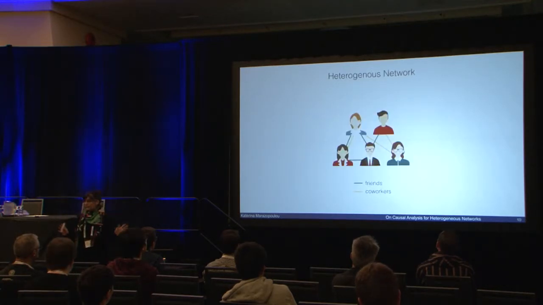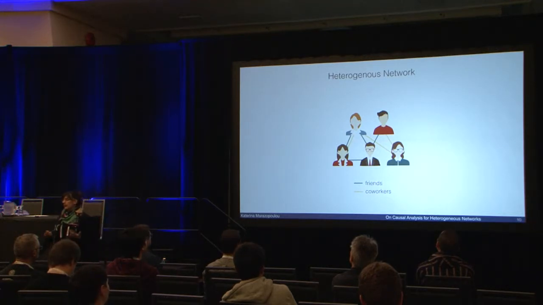So this is great and works for the case of homogeneous networks. Now the question is, what happens when we have multiple types of relationships? So when we have, let's say, a social network with friends and coworkers.